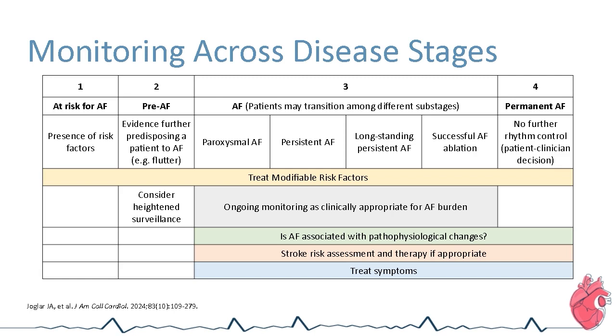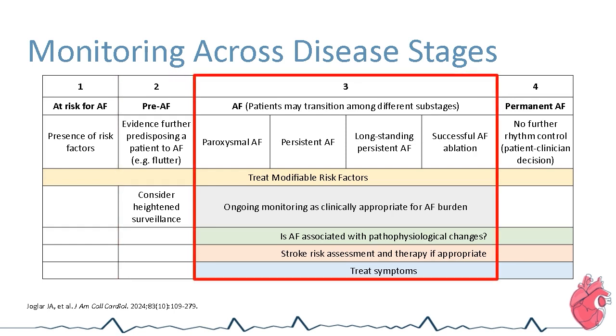We might have a patient who doesn't have atrial fibrillation, just has risk factors. We may not do much monitoring for progression at that time, but as they develop pre-atrial fibrillation, where they have evidence predisposing them to clinical atrial fibrillation, we might heighten our surveillance. And certainly once a patient has established atrial fibrillation, we're going to be talking about intensive surveillance to monitor the efficacy of both rhythm and rate control, as well as anticoagulation.